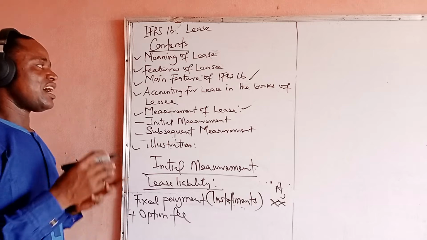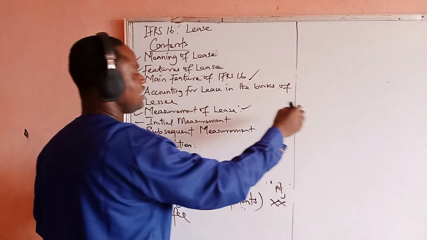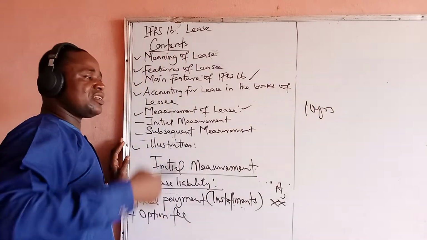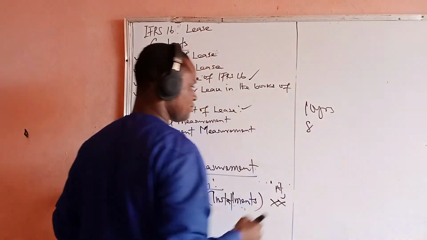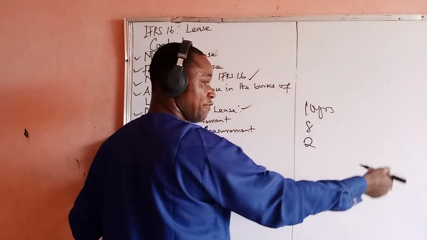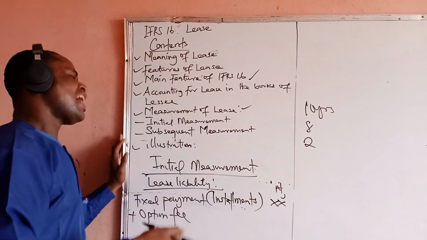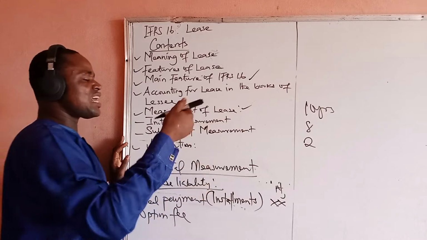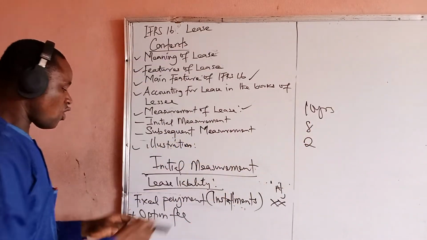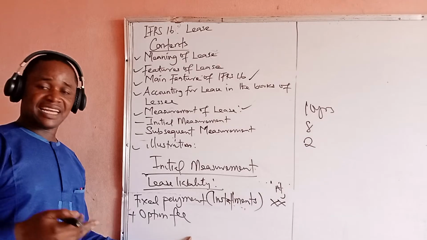For instance, an asset that has let's say 10 years of life, and I have leased it for 8 years. So it has 2 years remaining. If I decide to take over the asset after the lease term, the money I pay is called option fee to the lessor.